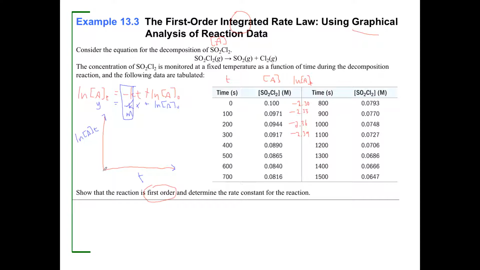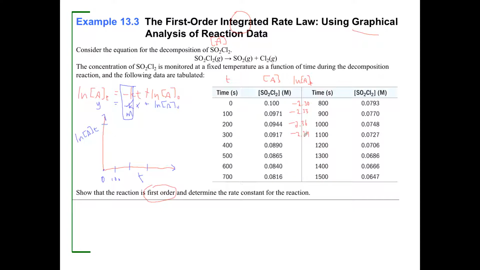So let's say here's 0, with a 1. And here's 100, 200, and 300. Those are the only ones I calculated, okay? So let's go here and say that at 0, it's minus 2.3.